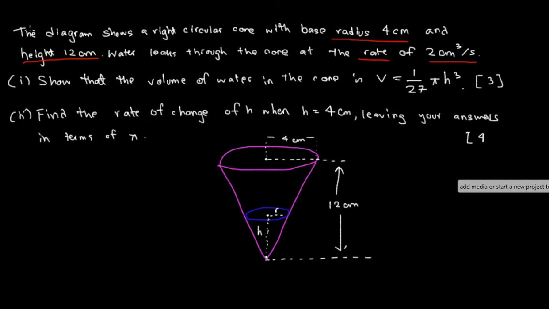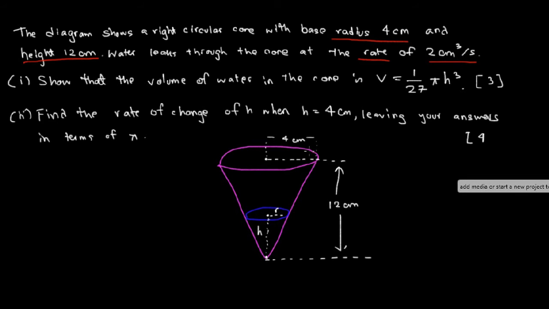Hi there. So today we're going to learn about an application of differentiation question. Suppose I have a diagram which shows a right circular cone with base radius 4 and height 12. Then water leaks through the cone at a rate of 2 cm cubed per second. Then we are told to show that the volume of water in the cone is V equals 1 over 27, and then we are told to find the rate.